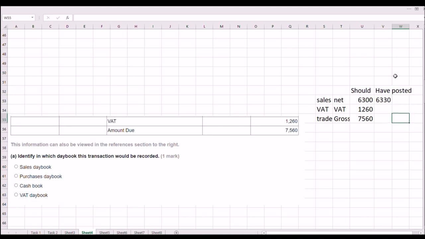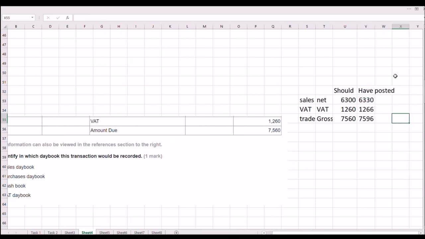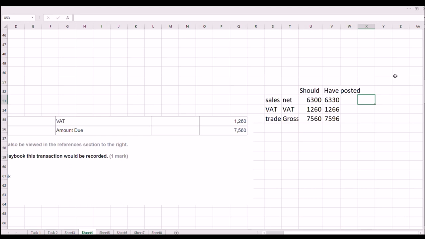So let's go back here. We posted 1,266 and the total. So that's what we have posted. We would have gone credit sales, and we should have gone that, so we're going to go debit sales 30. We should have gone credit VAT control account 1,260. We actually have gone 1,266, so we'll be going debit VAT control account 6. And we should have posted 7,560 debit trade receivables. We've gone 7,596, so we're going to go credit trade receivables 36.